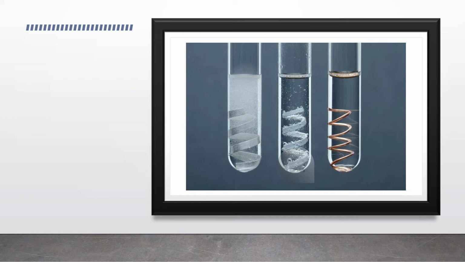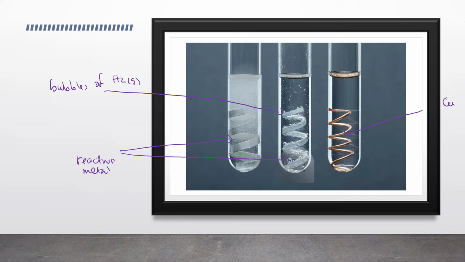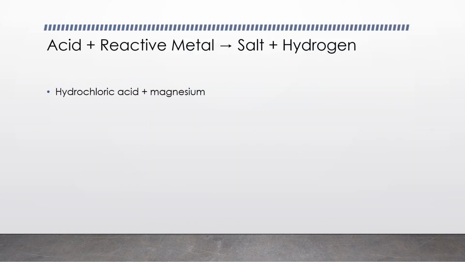So you can see here, this is showing a reactive metal, so both this and this one are reactive metals, and you can see that they are producing bubbles of hydrogen gas. But this one, being copper, is an unreactive metal, and doesn't react. So acid plus reactive metal makes salt plus hydrogen.